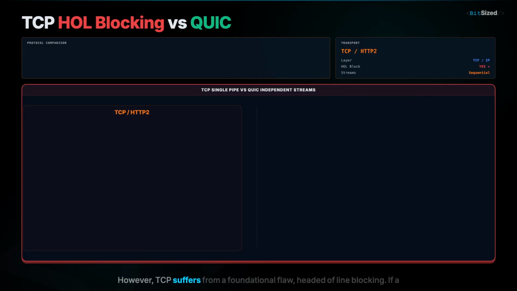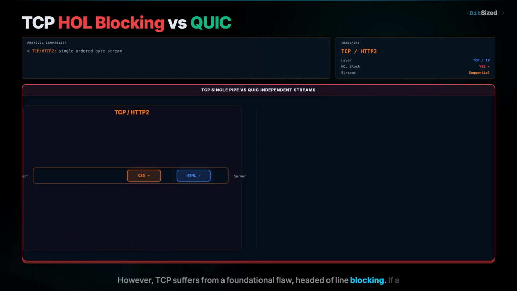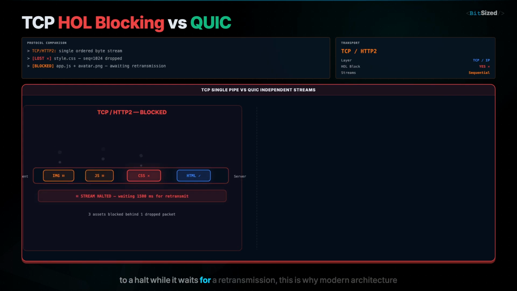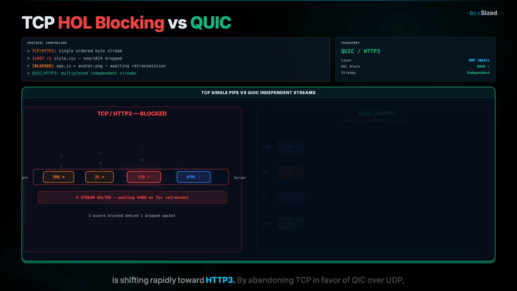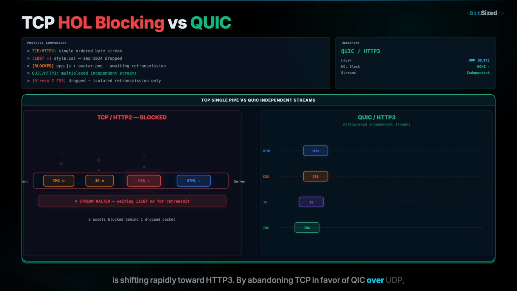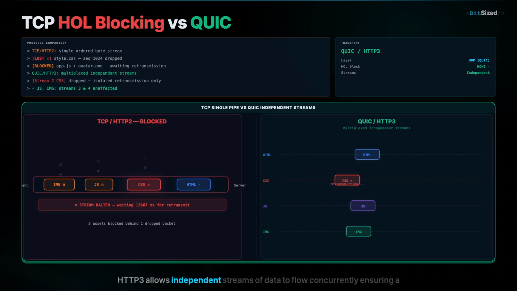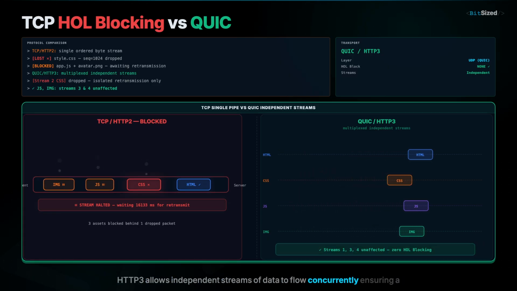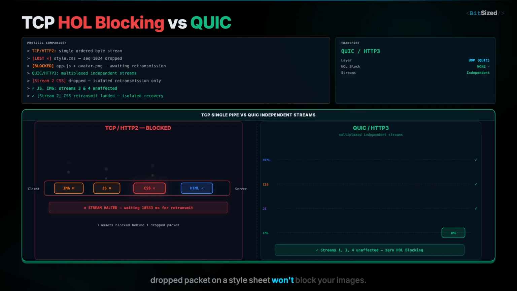However, TCP suffers from a foundational flaw, head-of-line blocking. If a single packet is lost on its journey across the web, the entire stream grinds to a halt while it waits for a retransmission. This is why modern architecture is shifting rapidly toward HTTP/3. By abandoning TCP in favor of QUIC over UDP, HTTP/3 allows independent streams of data to flow concurrently, ensuring a dropped packet on a style sheet won't block your images.